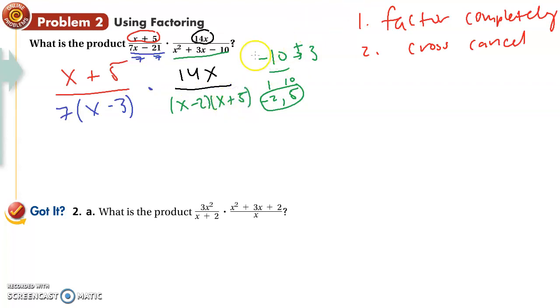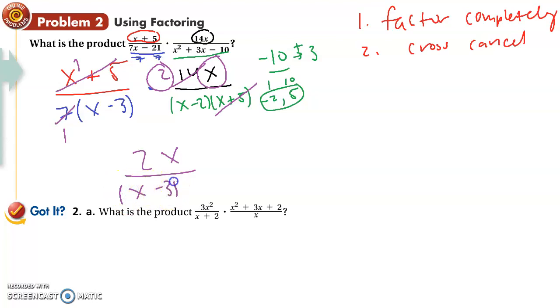Now I ask myself, okay, so I factor completely, and can anything cross cancel? Well, yeah. It looks like x plus 5 and x plus 5 can cross cancel, and also 7 and 14 can cross cancel. Often forgot that we can cross cancel just regular numbers. This would become a 1 and a 2. And what do I have left over after all of that? Well, I would have 2x on the top. Here's a 2. Here's an x. And I would have x minus 3 and x minus 2 on the bottom. And that would be our answer.